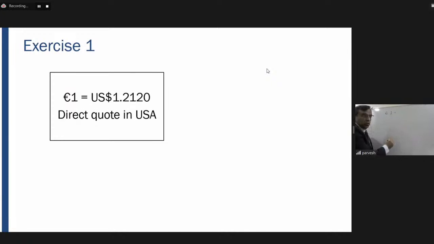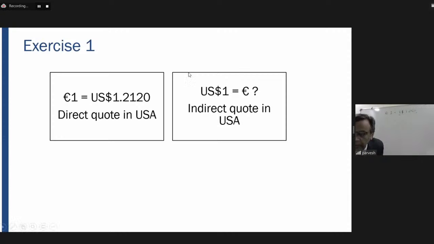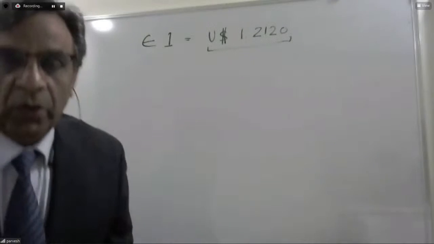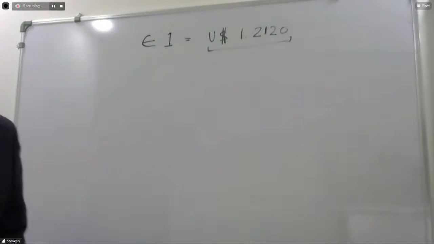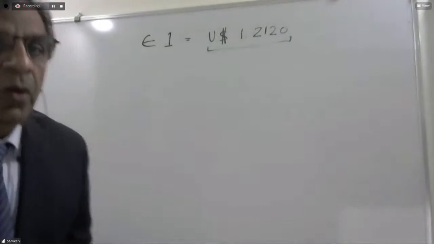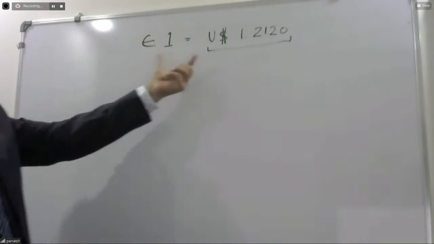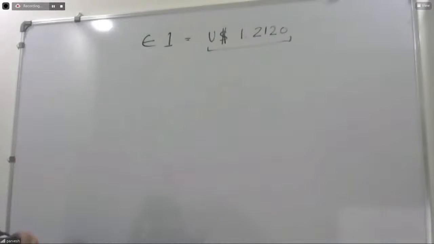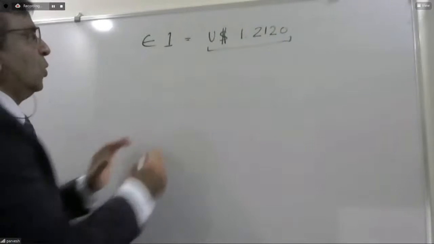€1 is equal to US dollar 1.2120. This is what is given. So this is actually a direct quote in USA. How do we know that? By looking at the right hand side. Now I'll stop sharing that. Okay, now my board is visible. So €1 is equal to so many dollars. This is the question, and this is the direct quote in USA.